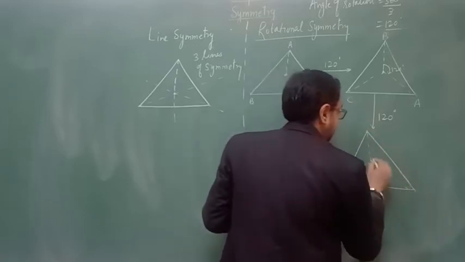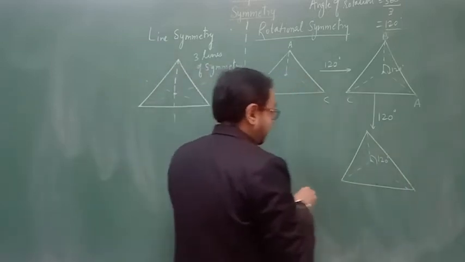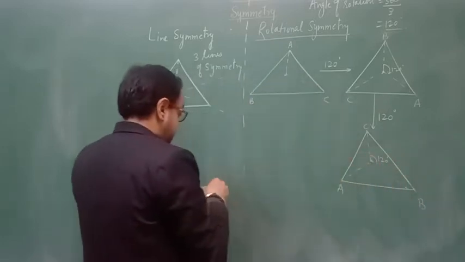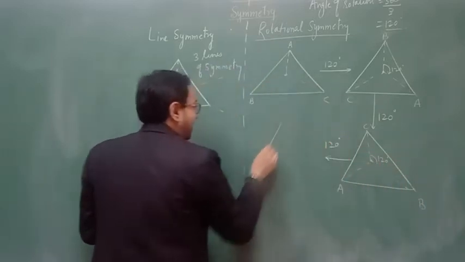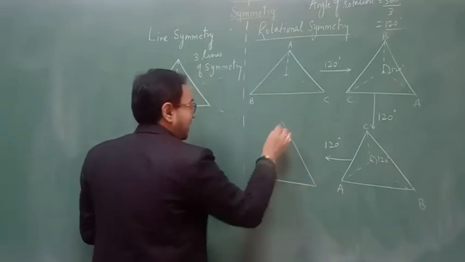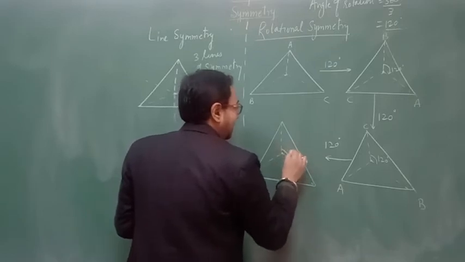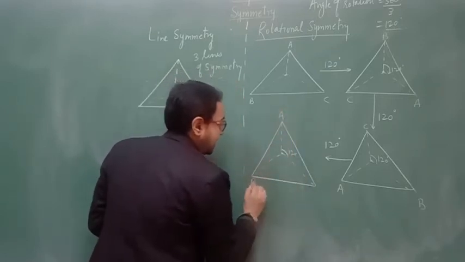For example, again 120 degree, it will take the shape of A, C, B. That's nice. Then again 120 degree, again it will take the original shape back. 120 degree, 120 degree, again 120 degree. It will take A, B, C.